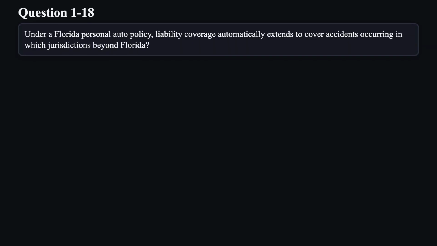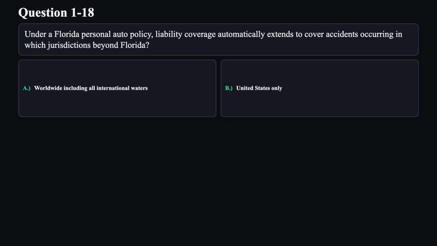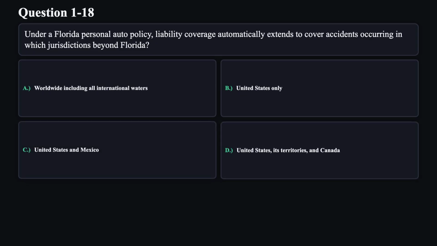Question 18. Under a Florida personal auto policy, liability coverage automatically extends to cover accidents occurring in which jurisdictions beyond Florida? A. Worldwide, including all international waters. B. United States only. C. United States and Mexico. D. United States, its territories, and Canada.